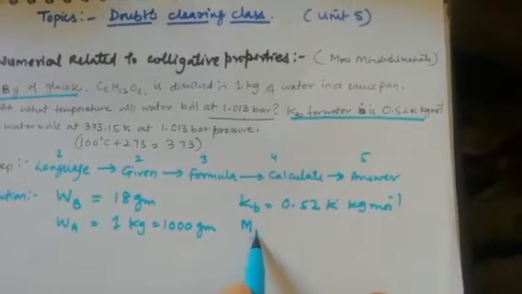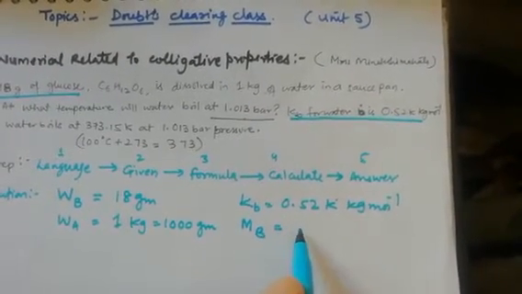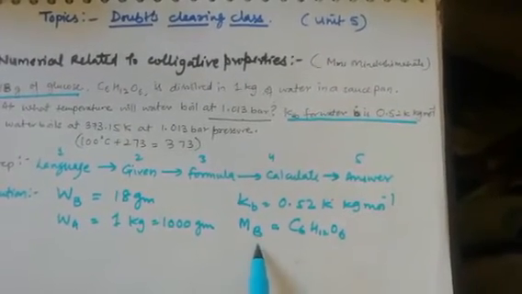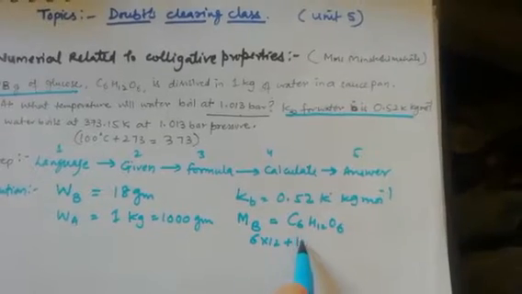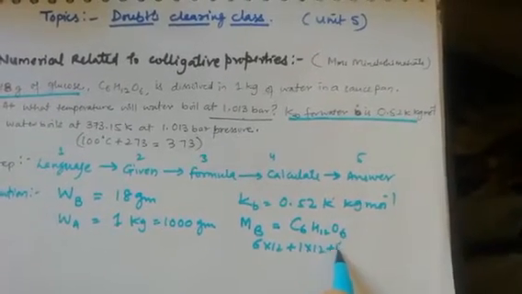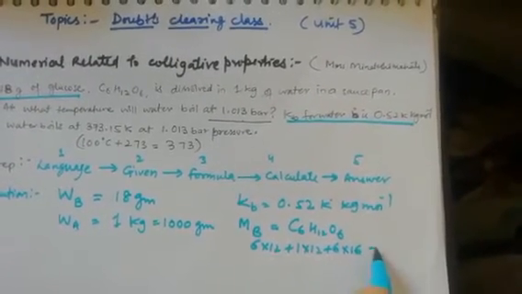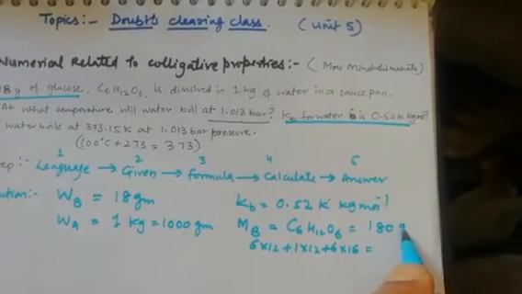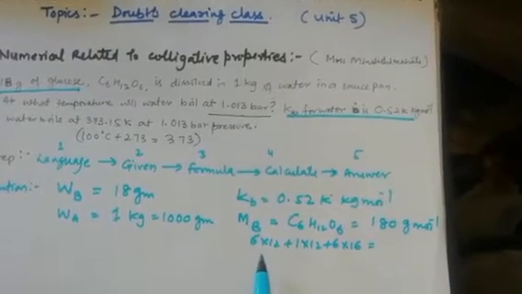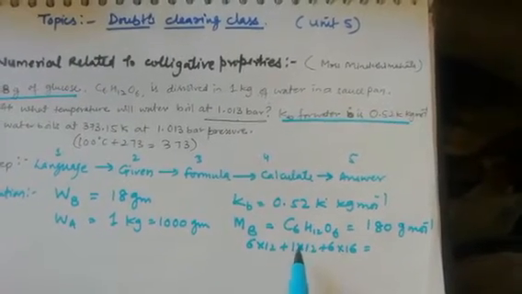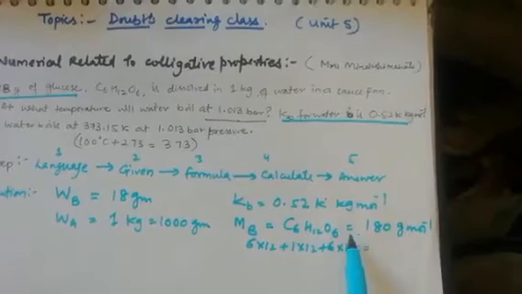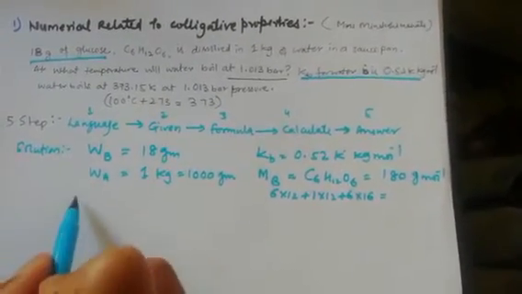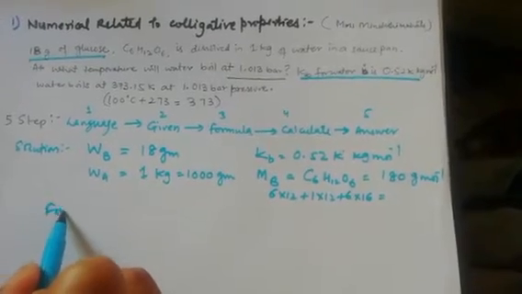Now we need to find MB, that is the molar mass of glucose. The formula is C6H12O6. When you calculate 6 multiplied by 12 plus 1 multiplied by 12 plus 6 multiplied by 16, it will come to 180 gram mole inverse, which is the MB, the molar mass of glucose. So this was the first step. From the language we have written the given. Now the third step we will write, that is the formula.